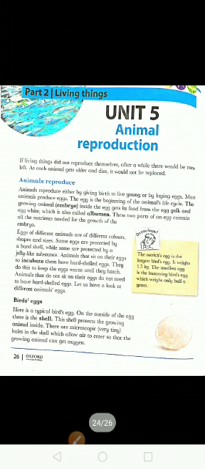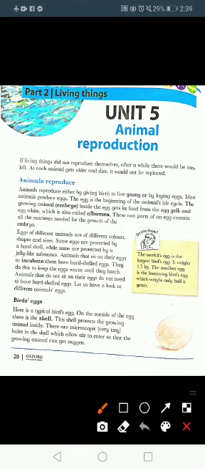Okay, students. Now we shall start our reading of book page 26, Unit 5, Animal Reproduction. Now I will read and you have to repeat with me. Okay? This is page number 26. Now I am starting from the first line.